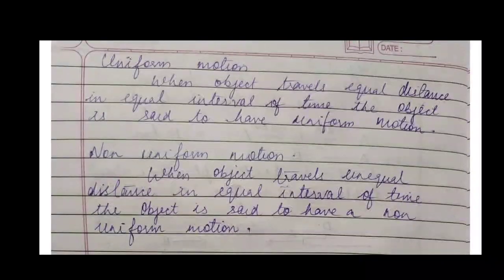No, we cannot say that if an object is always moving in a straight line it is a uniform motion. When an object travels equal distance in equal interval of time, the object is said to have uniform motion. Means when an object moves equal distance in equal interval of time, then and only then we can say that the object is in uniform motion. And non-uniform motion means when the object travels unequal distance in equal interval of time, no matter how small these intervals may be, it is said to be in non-uniform motion.